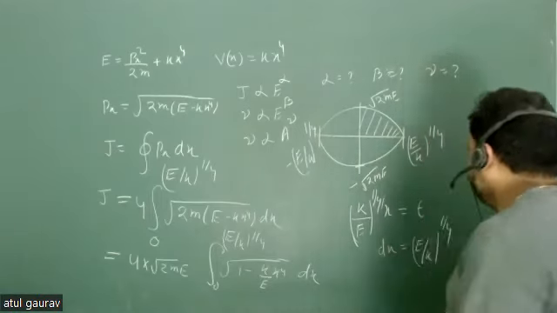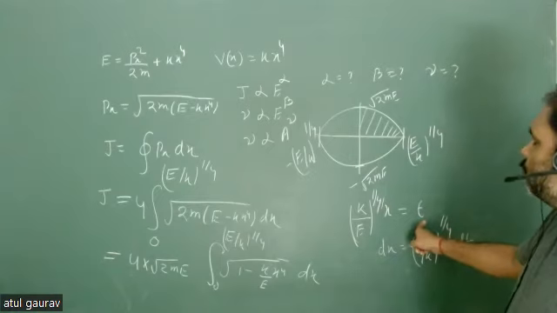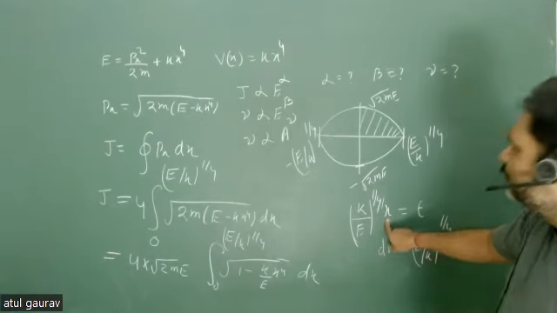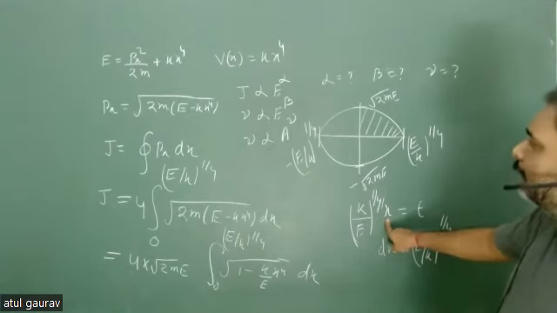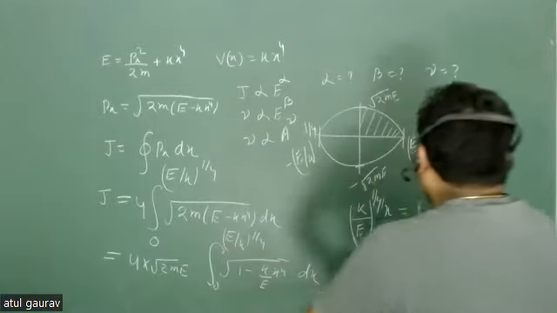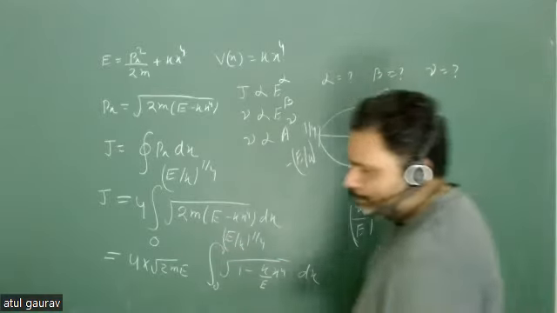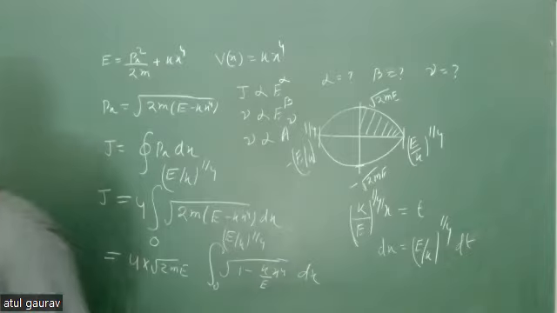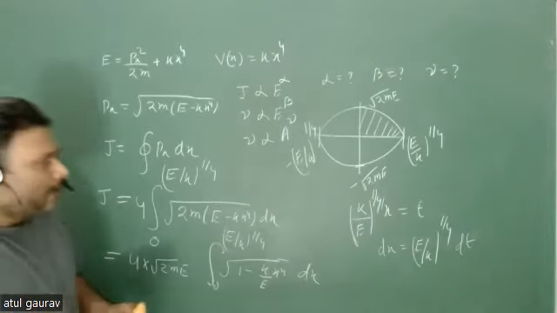So now dx is equal to e by k to the power 1/4 into dt. Now x is equal to 0, t is equal to what? 0. x is equal to e by k to the power 1/4, t is equal to 1. Isn't it? सेम हो गया ना फिर से? 0 to 1.